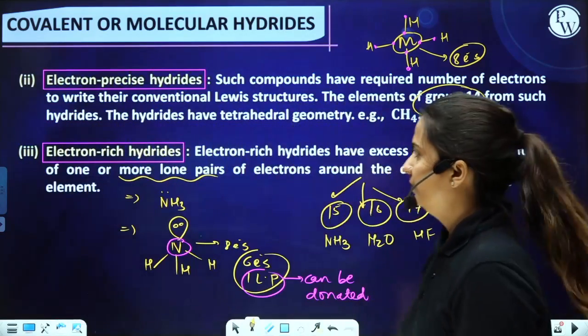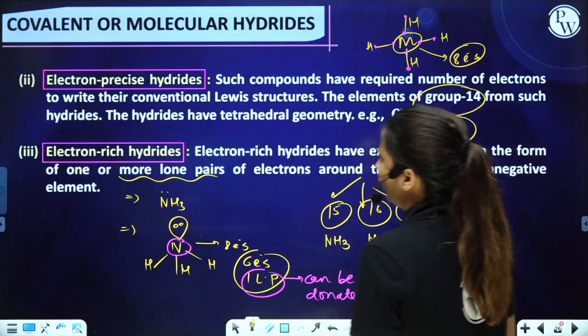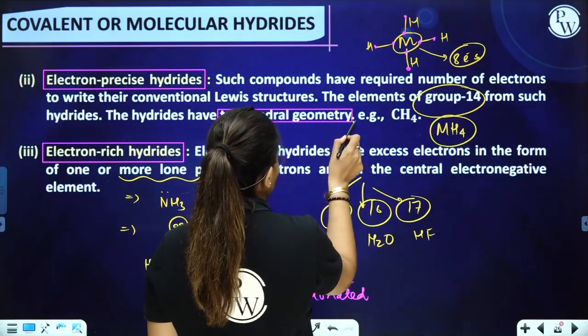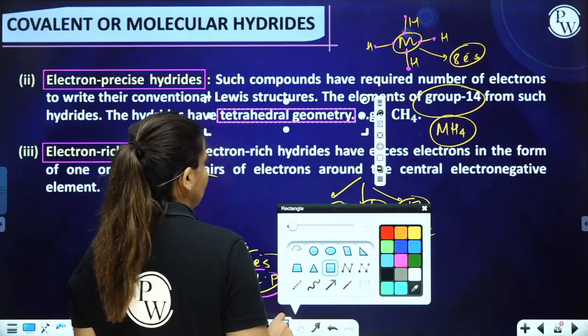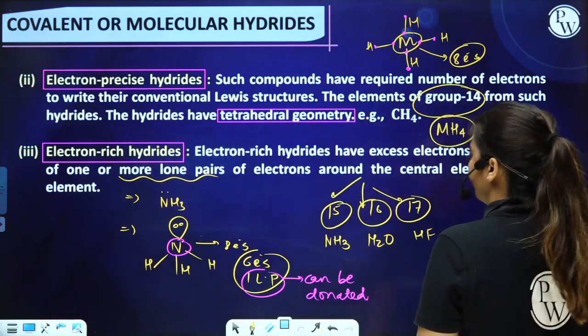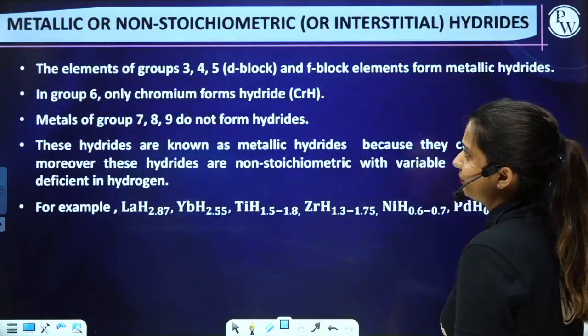Perfect. Let's move forward. If you want to know the geometry, you can calculate with the help of the VSEPR theory. You know all these things. I don't think this is something you don't know. You can do it yourself, right?